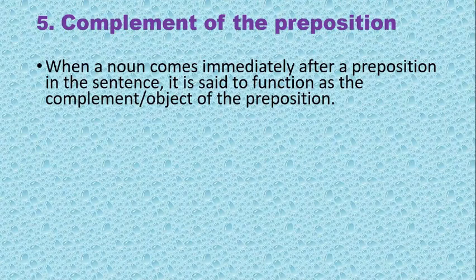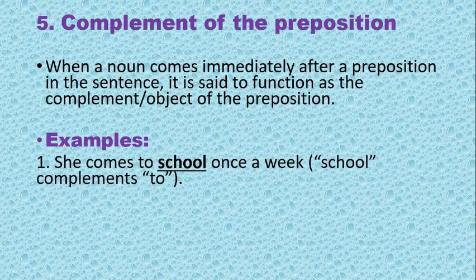Complement of the preposition is the fifth function of a noun. When a noun comes immediately after a preposition in a sentence, it is said to function as the complement or the object of that preposition. That means the noun is being governed or controlled by the preposition. So it is the object or the complement of the preposition.